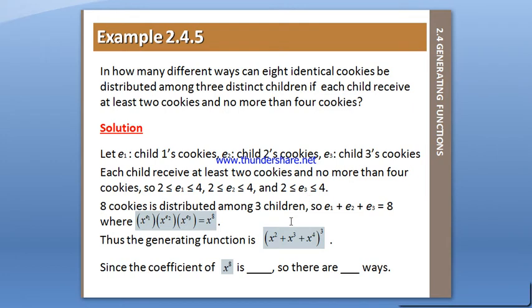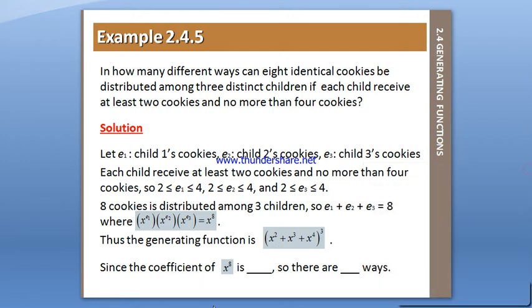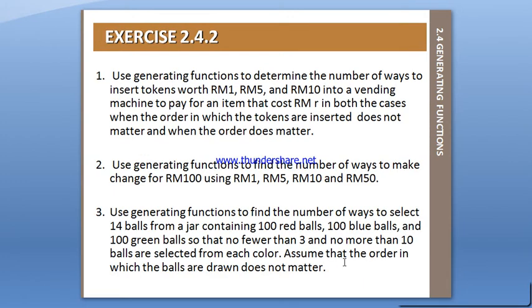Now from this generating function, it can clearly be observed that the coefficient of x power 8 is 6. So there are a total of 6 possible solutions. There are 6 possible ways in which the 8 cookies can be distributed among 3 children so that each child receives not less than 2 and not more than 4 cookies.